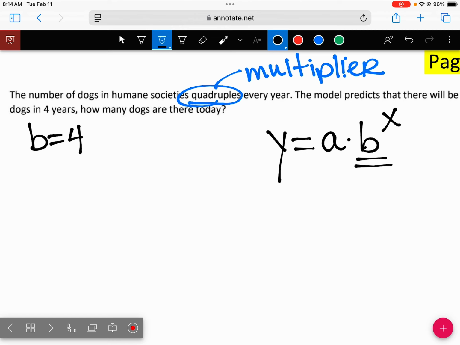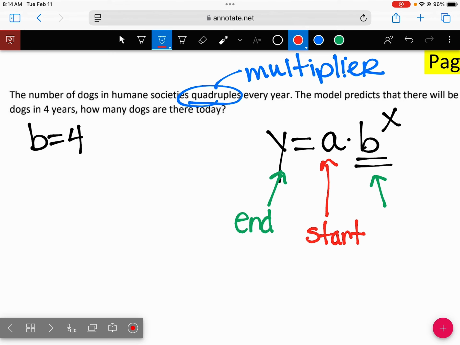The model predicts that there will be 2,000 dogs in 4 years. How many dogs are there today? So in this equation, B is what you multiply by, Y is your end, and A is your start. And what they're asking us for is to find the start. They told us the end. They want us to find the start. So they want us to kind of work backwards.